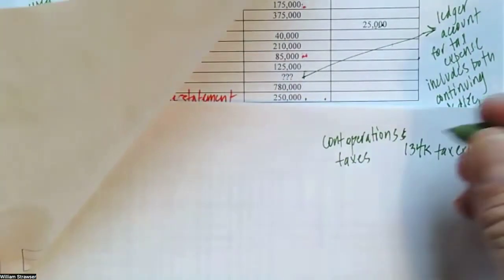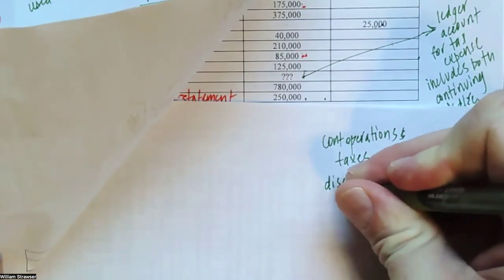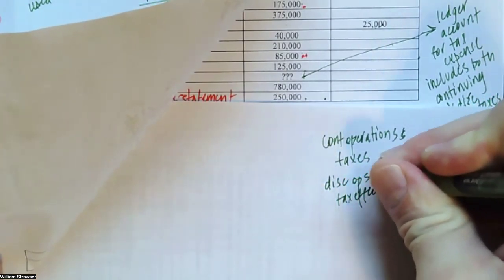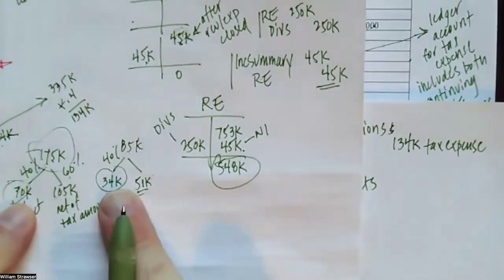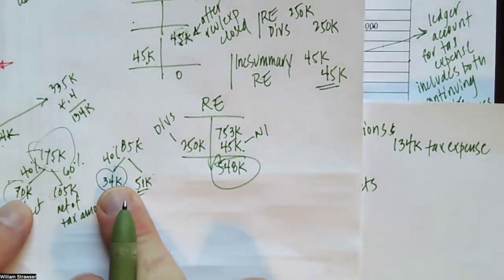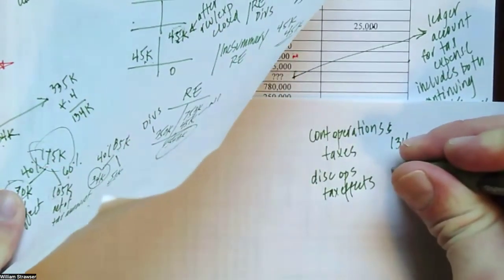And so from our discontinued operations, if this is an expense, these guys are doing the opposite. They're reducing our expense. And in total, they're reducing it by 104.